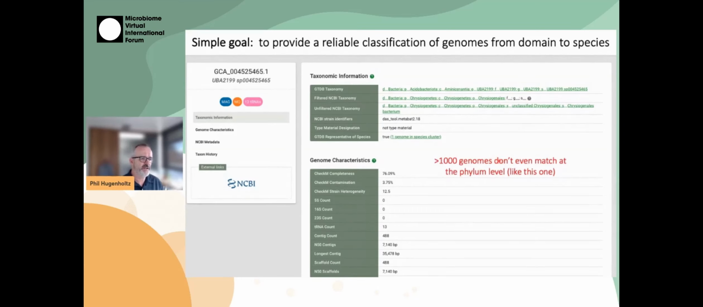And the reason why I think it's still needed is that there are still more than 1,000 genomes that are in the GTDB that don't even match at the phylum level, such as this one. So we're saying by phylogenetic inference, this should be a member of the Acidobacteriota, and currently the NCBI, it's classified in a separate phylum. So this is not counting near misses, like if NCBI calls it candidate division WAR3 and we call it WAR3. This is actual conflicting information even at the phylum level.